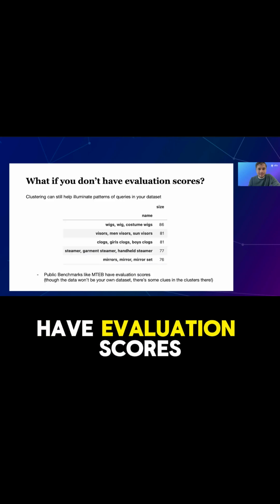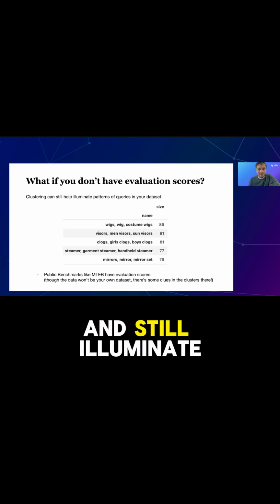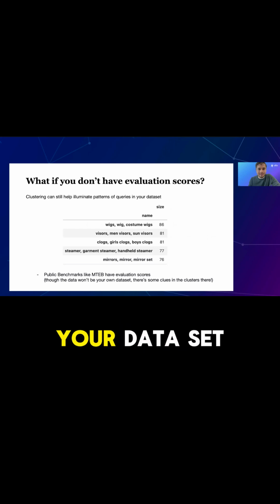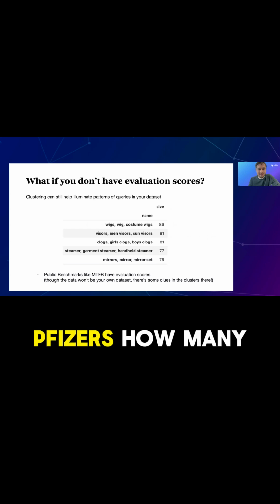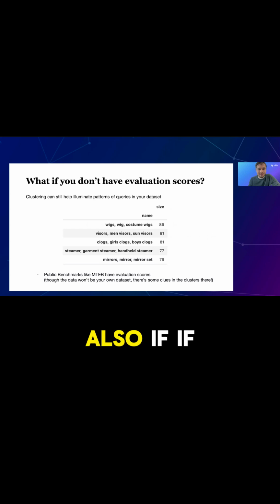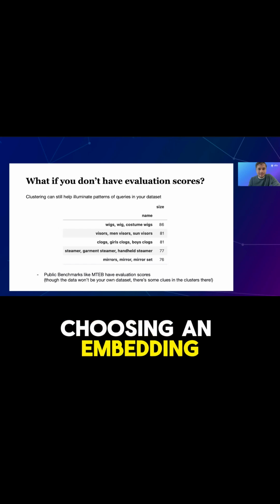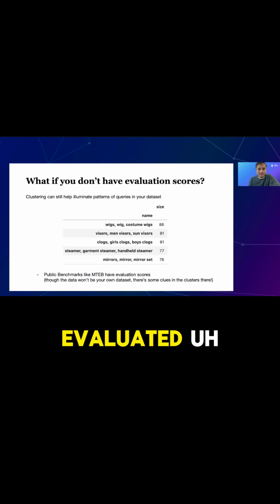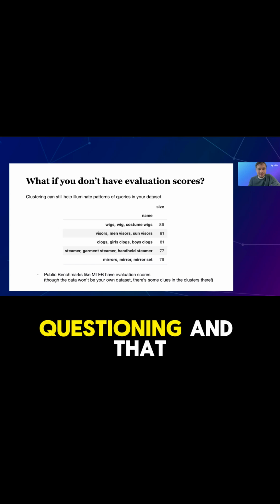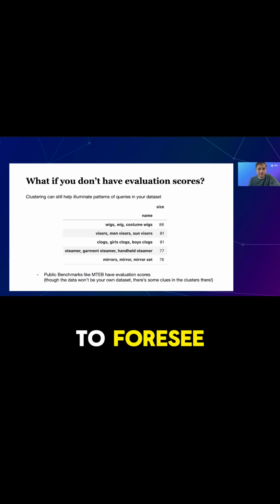If you don't have evaluation scores, clustering can still illuminate what kinds of queries are in your data set, which helps you understand what to prepare for and what could happen. Here, for example, from the case study, are lots of groups of queries, wigs, visors, and how many there were. Also, if you don't have evaluation scores for your own data set, there are evaluation scores on public data sets. So if you're choosing an embedding model that's been publicly evaluated, those public evaluations and the data used for them could be passed into navigable clustering. And that could help you foresee some important scenarios.